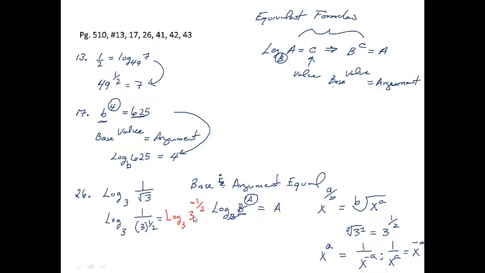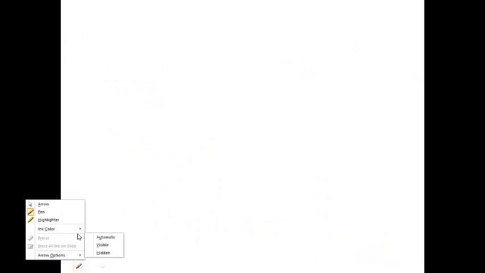Great. Now we have it that my base and my argument are exactly the same. So in essence, they cancel out, and I'm only left with just the power. So this answer is 1/2. So log base 3 of 1 over the square root of 3 is just 1/2. Okay, let's keep going. Now let us look at number 41.